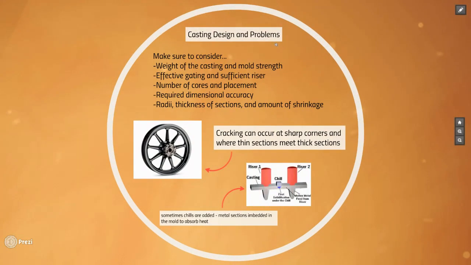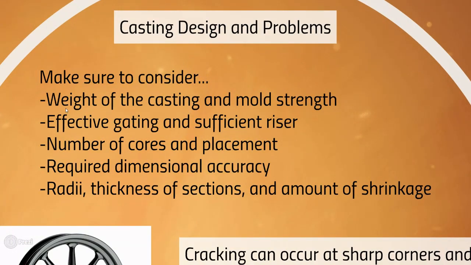All right, let's think about what you consider when designing for the casting process and some problems that you sometimes run into. Well, you consider the weight of the casting on the mold, and also the strength. You want to make sure you have an effective gating and a sufficient riser so that all of your molten metal can get where it's supposed to get to, and that all of your cores are placed correctly. And depending upon your casting process, you want to match that to the required dimensional accuracy you need for your part, including your radius, your thickness, all that good stuff.